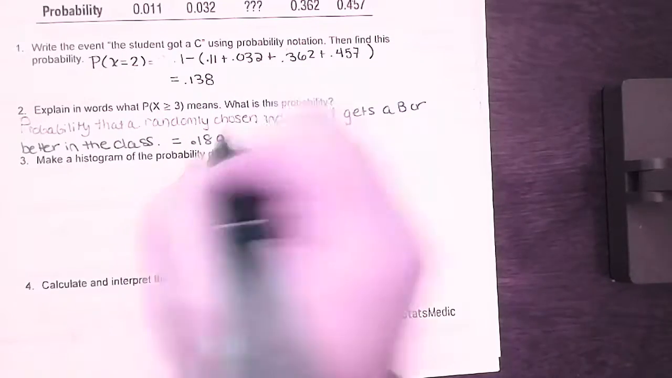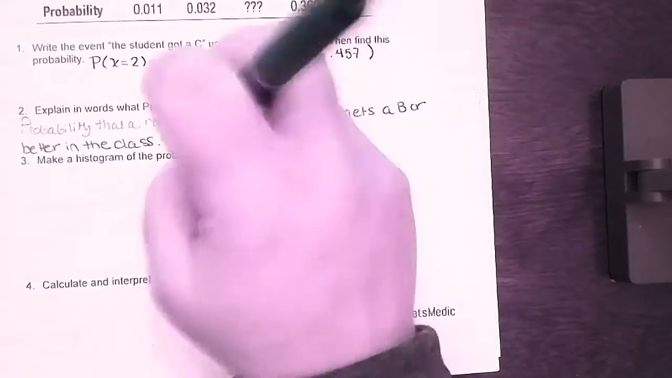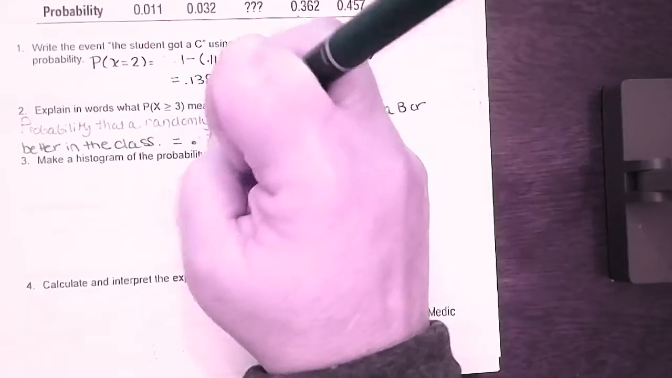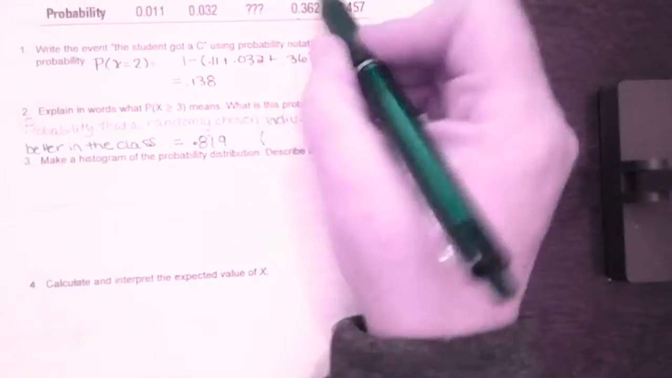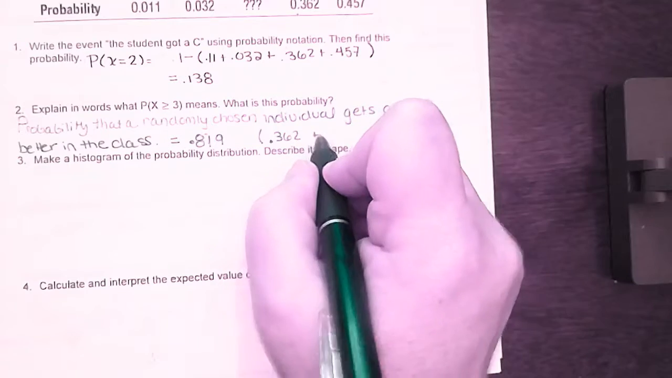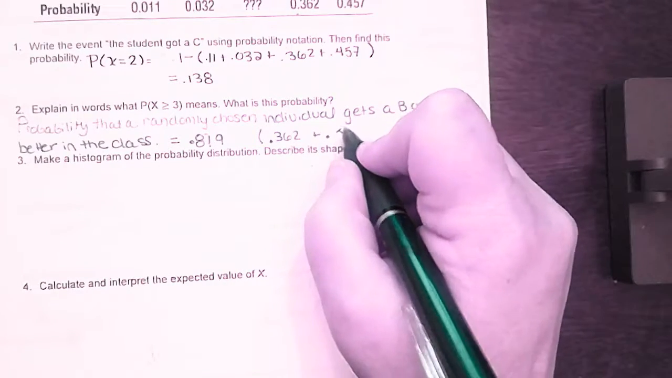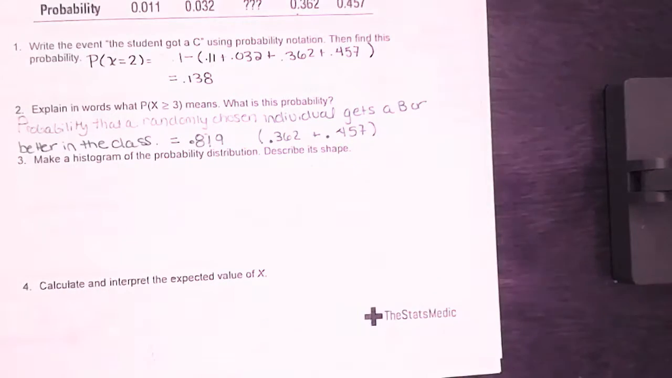Now, how did I come up with that? 0.819. I added the probability of getting a B, which is 0.362, plus the probability of getting an A, which is 0.457, and I get 0.819.